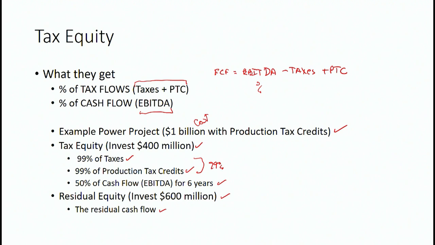What's left over, the residual equity, is going to invest $600 million, and they're going to get the residual cash flows, which is total cash flows minus what the tax equity gets. Okay, so those are the two streams that we're going to look at. There's one that goes to the tax equity investors, and there's another that goes to the equity investors. So let's look at how that shakes out.